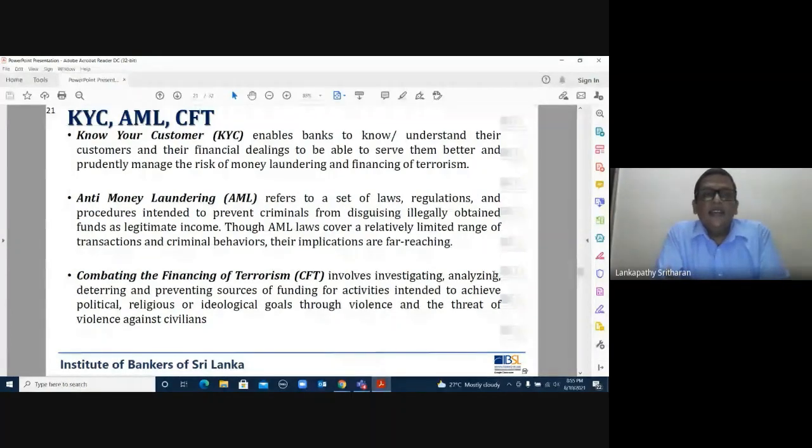There are three concepts under this: KYC, anti-money laundering, AML, and CFT. Know your customer enables the bank to know or understand its customers.